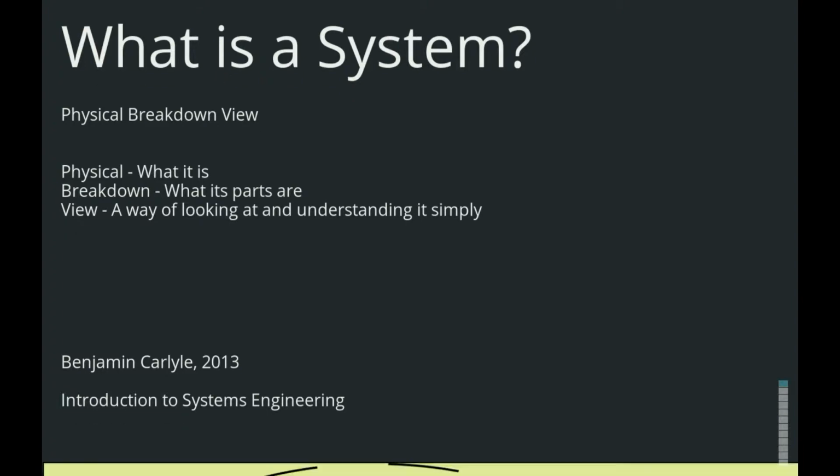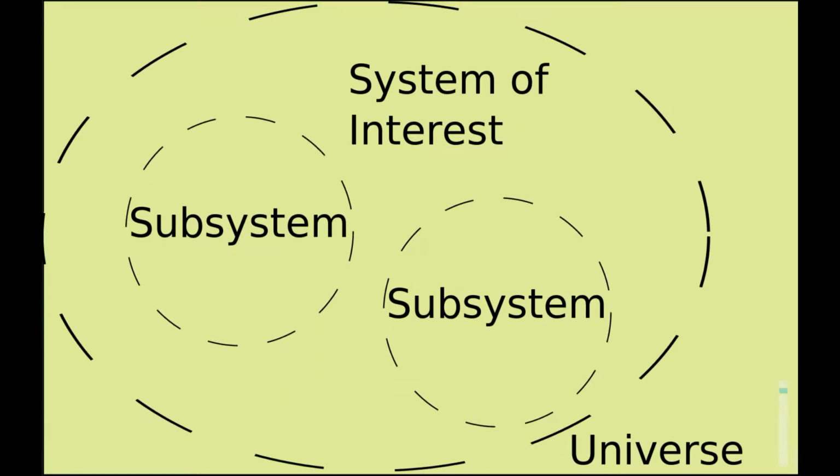But what is a system made of? Subsystems. A system is made of subsystems. Subsystems make up a system. The parts of a system are called subsystems.